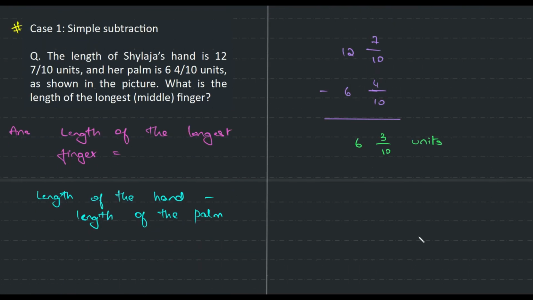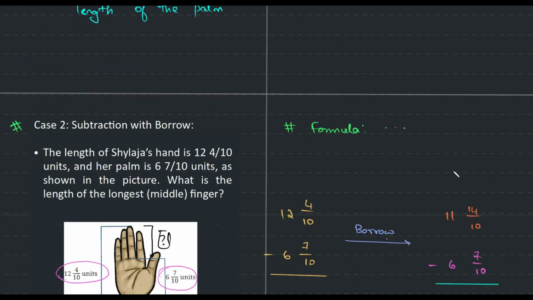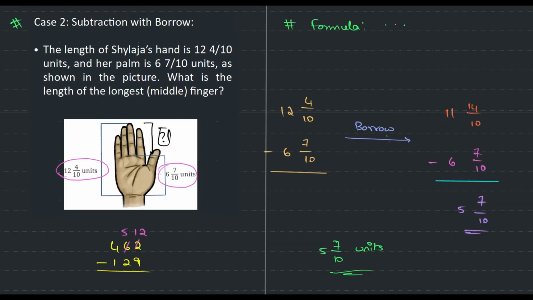If the numbers are simple and straightforward like this, you can directly subtract them, not an issue, fraction separately and integer separately. But if you end up with this scenario, wherein you have the first fraction smaller than the second fraction, then you have to go through this process. And eventually we'll end up with this answer.